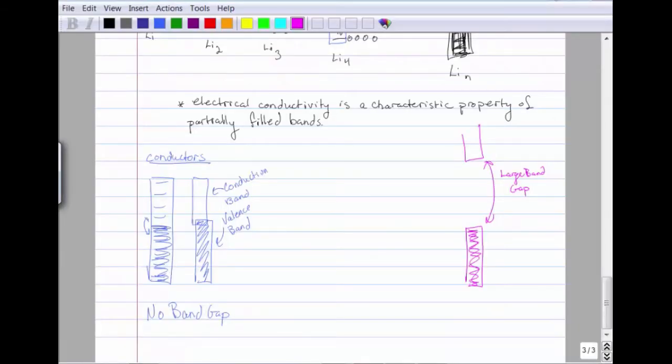Whereas something like diamond, where all of the bonds are in fact covalent bonds, and they're not quite as promiscuous as they are in metals, those are situations where you have a large band gap because you have a large drop in the energy of the bonding orbitals compared to the higher energy anti-bonding orbitals. So you have a very large band gap here. So this is something like diamond. Diamond is a really good insulator.